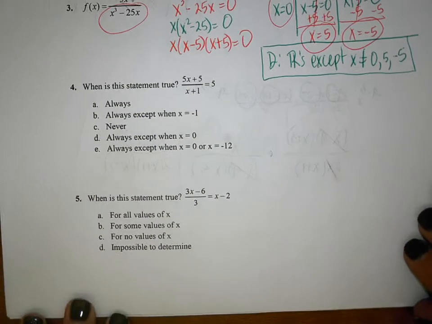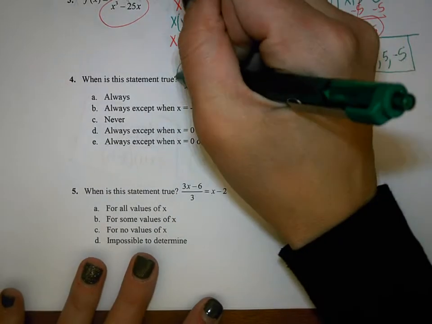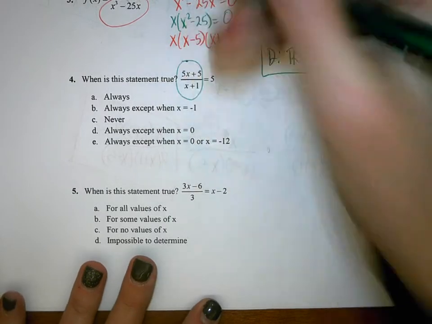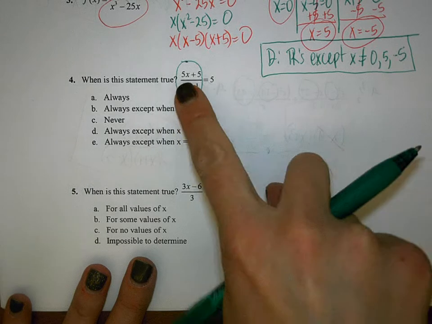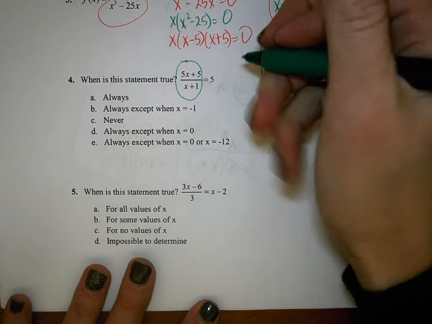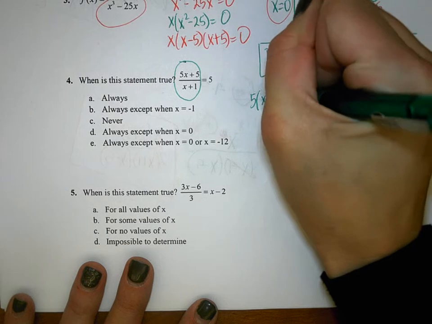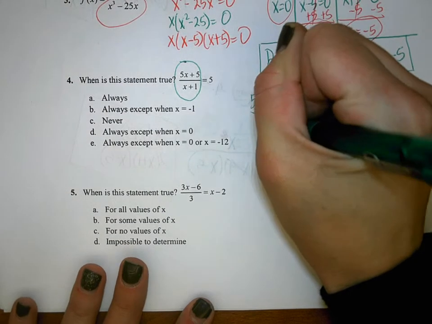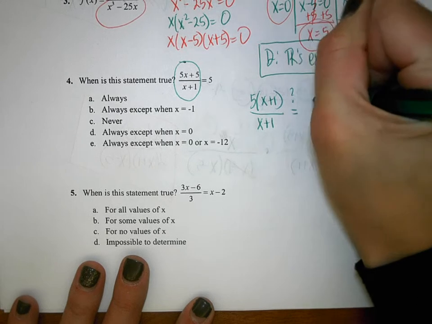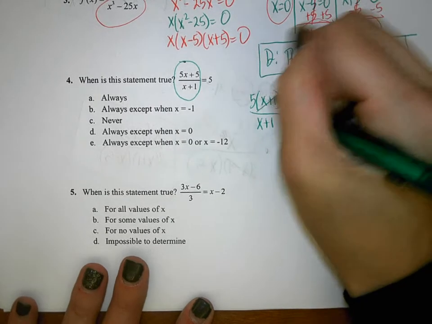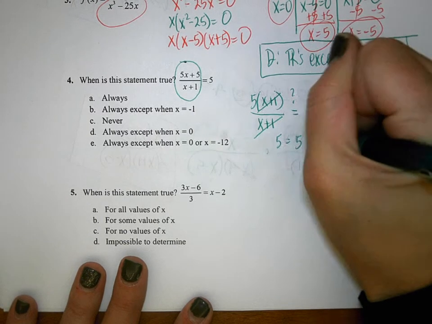Example 4. When is this statement true? The first thing I would do is see if I can simplify this and if it will reduce to be 5. Okay? So, can I factor anything on the top? I can take out a GCF of 5, and I'm left with x plus 1 over x plus 1. And I'm checking to see, will that equal 5? Okay, x plus 1s can cancel, right? So 5 does equal 5. That works out.